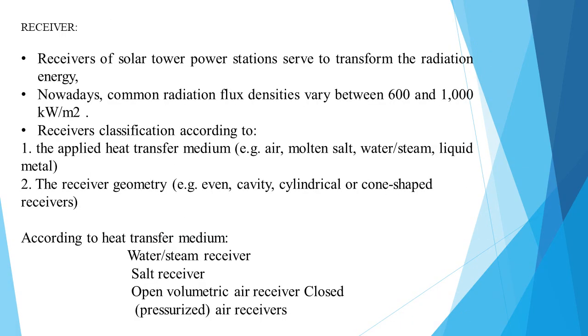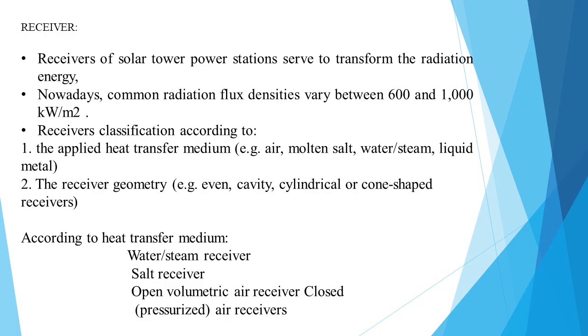Receiver. Receivers of solar tower power stations serve to transform the radiation energy. Nowadays, common radiation flux densities vary between 600 and 1000 kilowatts per square meter. Receivers are classified according to the applied heat transfer medium and receiver geometry. The applied heat transfer medium, for example: air, molten salt, water, steam, liquid metal. The receiver geometry, for example: even, cavity, cylindrical or cone shaped receivers.